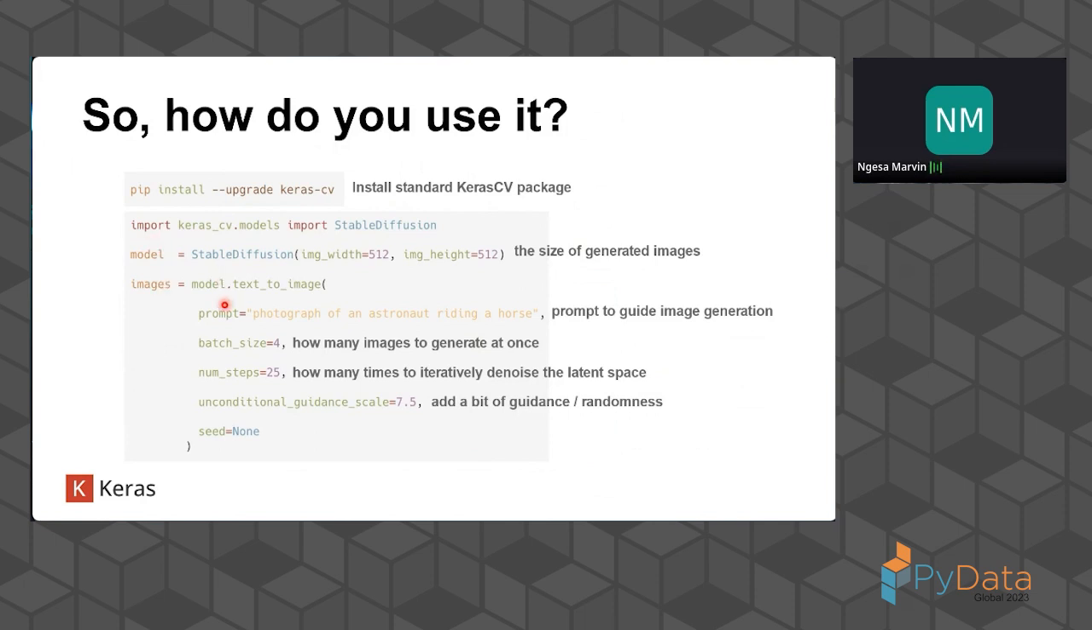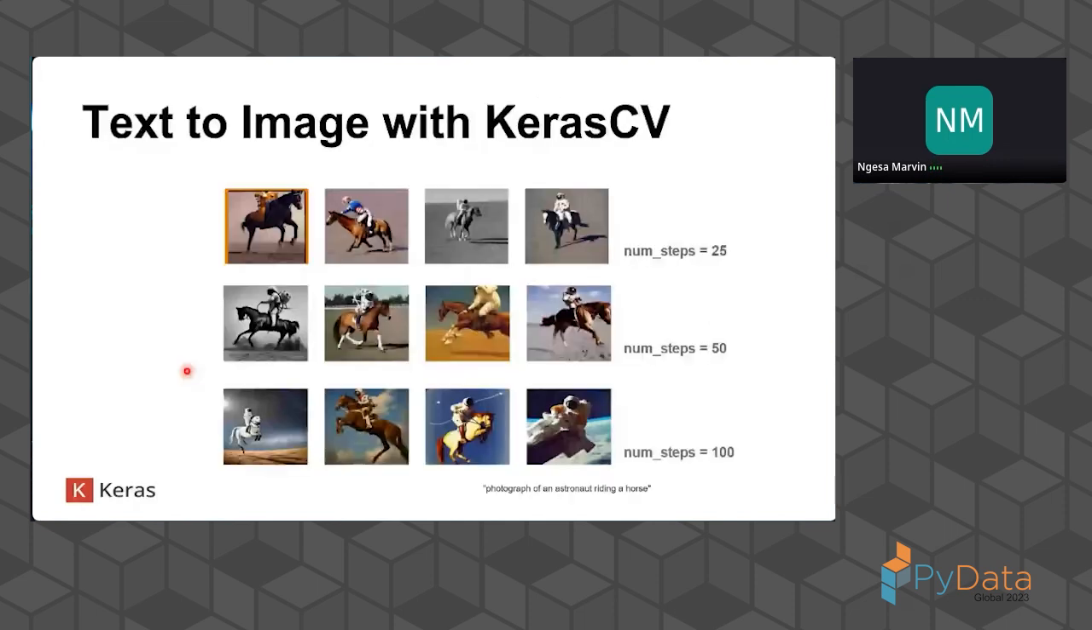Then this model has a method called text_to_image, where you can pass these variables. Define the prompt, just play with the text that you want. How many images do you want to generate at once? Let's say 4 of them. How many steps do you want to take? Is it 25? Is it 50? Is it 100? The number of steps you take decides how clear the image is going to be eventually. Then also, how random would you want the image to be?